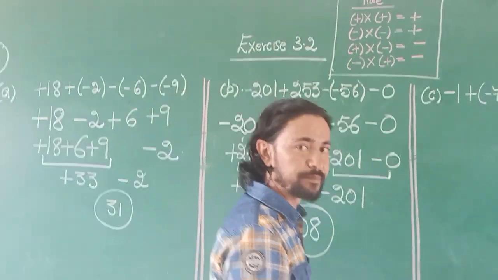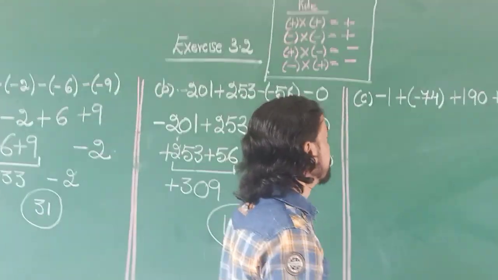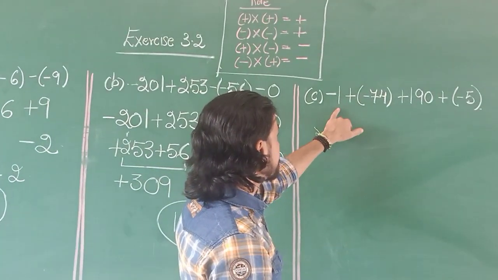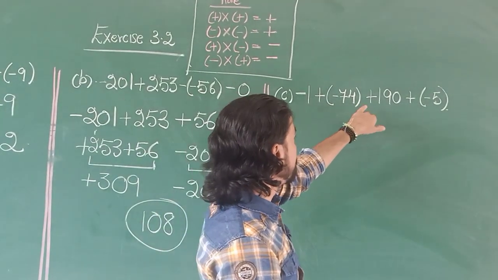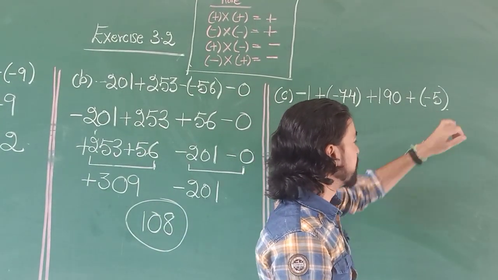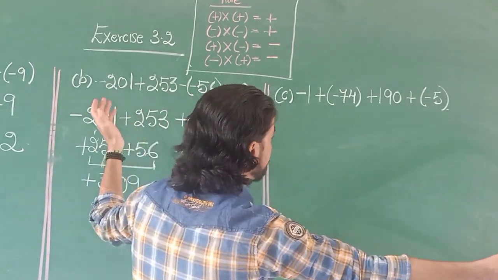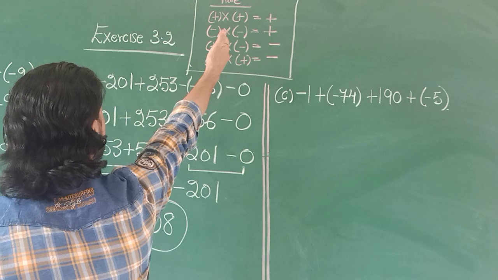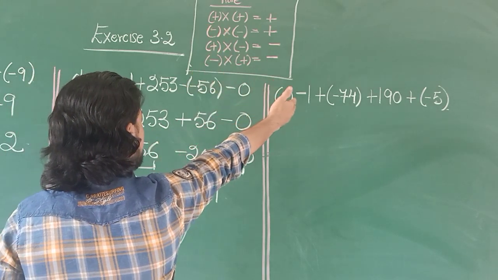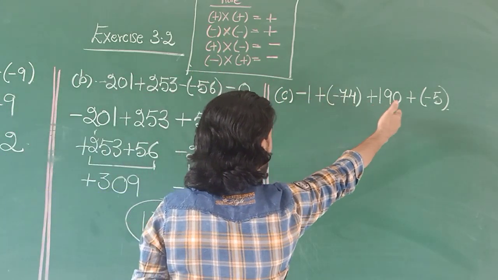Let's go to sum C. Sum C, I have minus 1 plus minus 74 plus 190 plus minus 5. First, I get rid of my brackets. How do I get rid of my brackets? I get rid of my brackets by multiplying what's outside the bracket with what's inside the bracket.